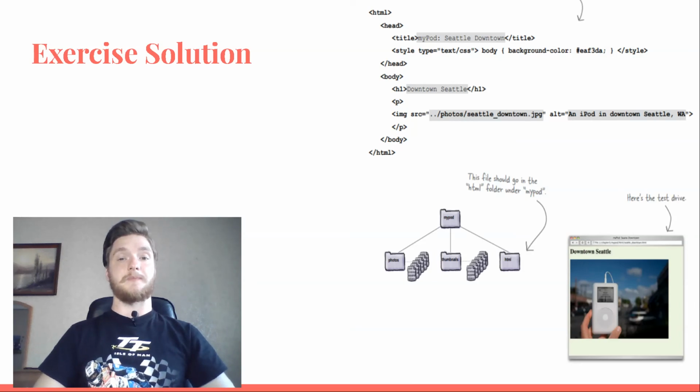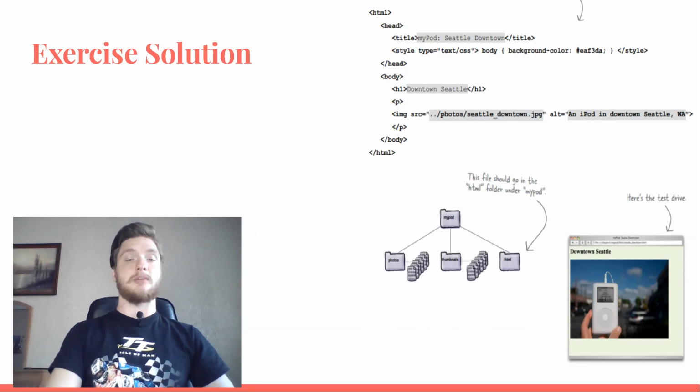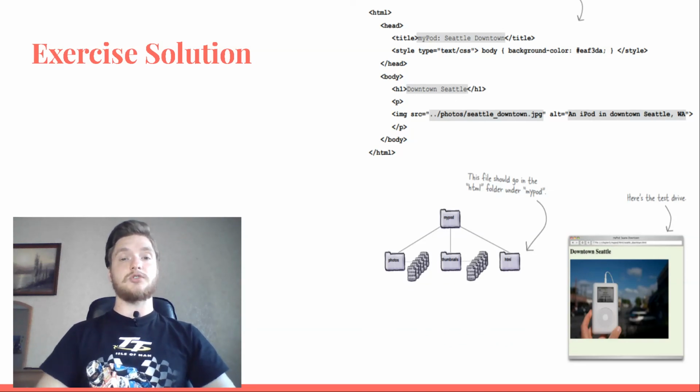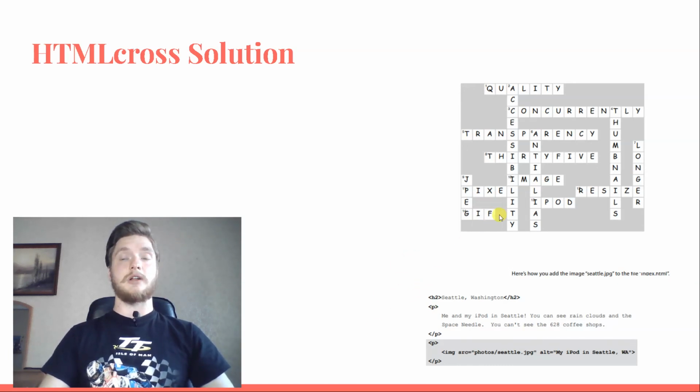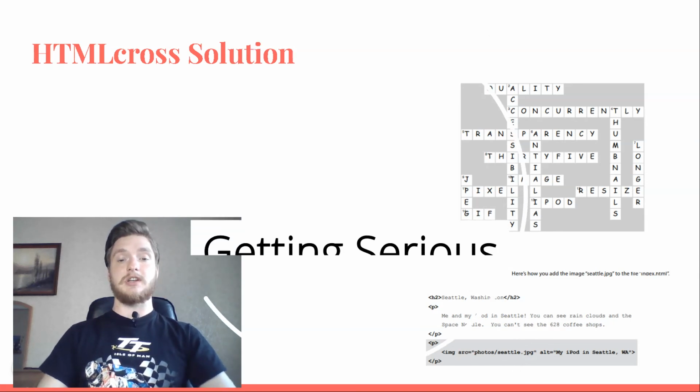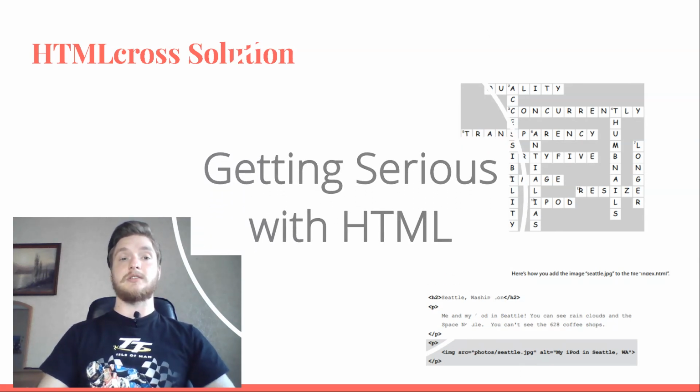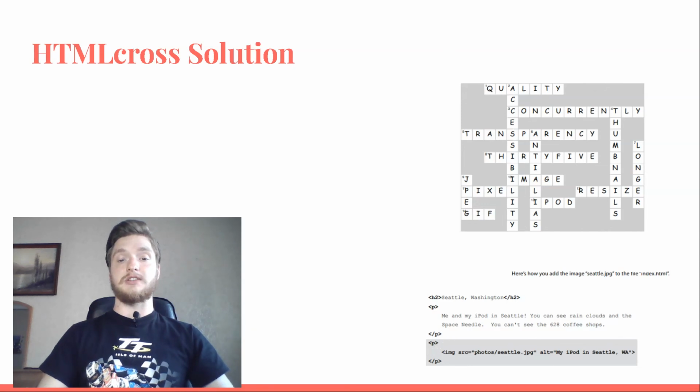Here's the answer. Here's this HTML. This file should be called Seattle Downtown HTML. This file should go in the HTML folder under my pod. Here's the test drive. HTML cross solution. And here's how you add the image Seattle JPEG to the file index.html. And getting serious with HTML, chapter 6, standards and all that jazz.